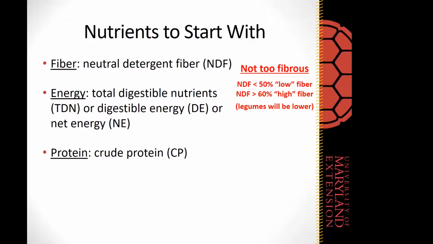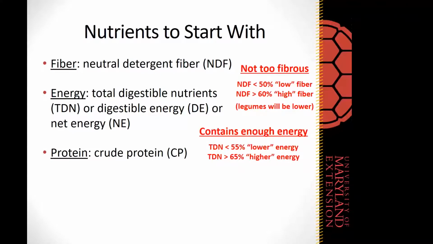For energy, that's the next thing we might want to look at. We can look at any of those different energy terms: total digestible nutrients, digestible energy, or net energy. If we pull out TDN again as our example, TDN less than 55% would usually be considered something that has a lower energy value. A TDN greater than 65% would be considered something that has a higher energy value. And in between those is again our moderate value.